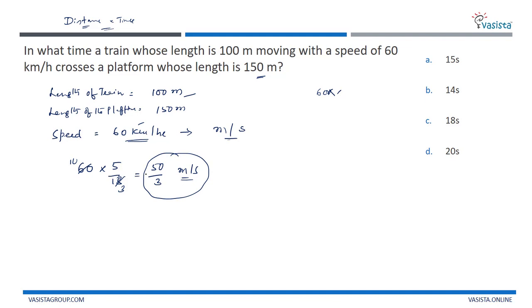Now you know how to find the time, right? That is what we need to find. You know that speed is equal to distance by time. They have given speed, we need to find the time. So this equation becomes what? Time is equal to distance by speed.